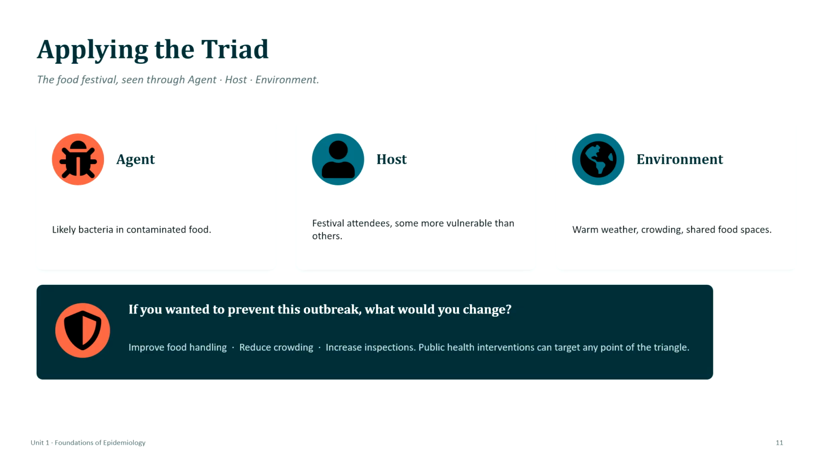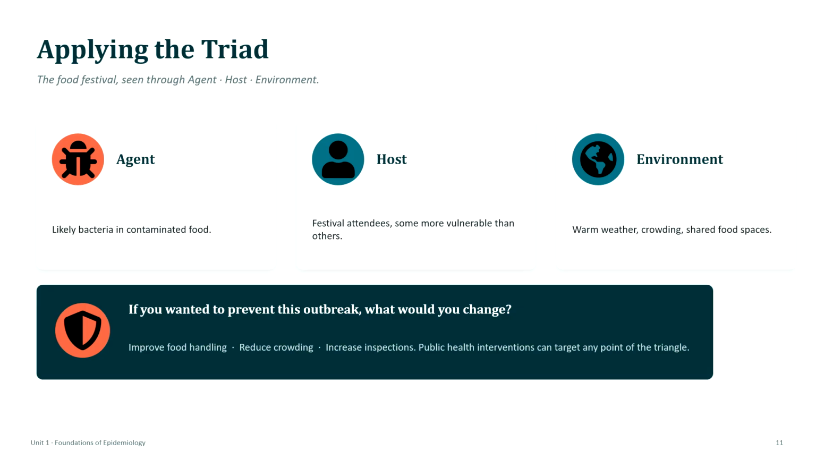If you wanted to prevent this outbreak, where would you intervene? You could improve food handling procedures, which targets the agent. You could reduce crowding, which targets the environment. You could increase health inspections, which targets multiple points at once. Public health interventions can target any corner of this triangle, and often the most effective response hits more than one at the same time.